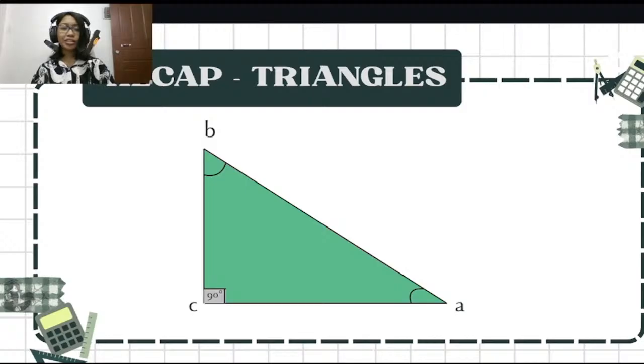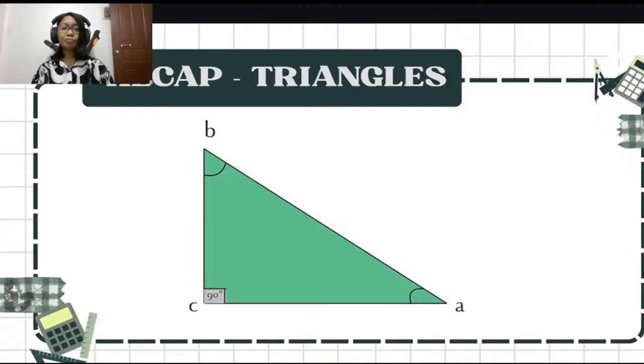In a right triangle, one angle is 90 degrees. The side opposite the right angle is the hypotenuse, and it is the longest side. The other two sides are the legs, which we call the opposite and adjacent sides depending on the angle.